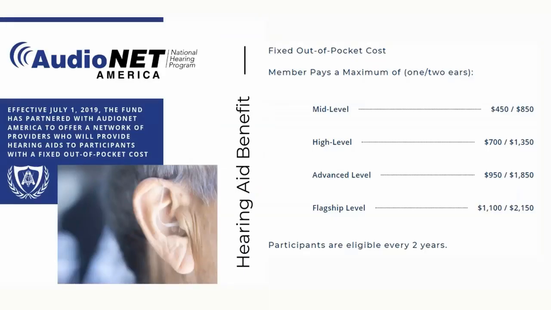Some of the newer benefits that I want to make sure you're aware of, in case you missed them in the newsletter, make sure you take advantage of them if need be. AudioNet America does our hearing aid benefit for us. Hearing aids are very, very expensive. The fund pays $1,200 toward that benefit. To make sure you know what you have to pay out of pocket, AudioNet gives you a fixed out-of-pocket cost. So in the event that you need a hearing aid in the future, please come to carpenters.fund, click on the link for AudioNet America, and make sure you're utilizing one of their providers so you know exactly how much you have to pay out of pocket.